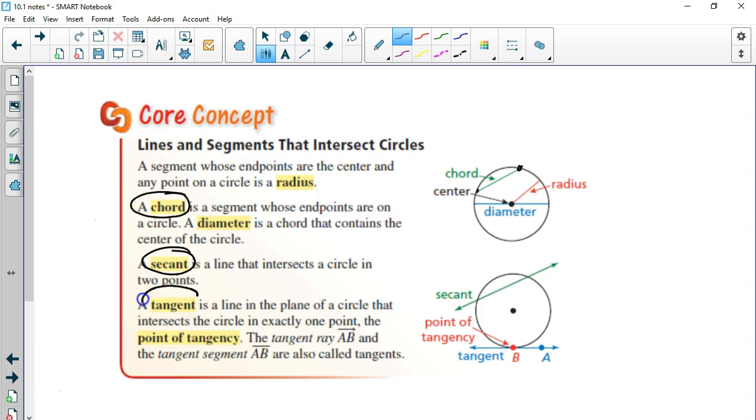Another new word is a tangent. Okay? And a tangent is a line in the plane of a circle that intersects exactly at one point. So it just comes by and touches at one point, and this is point B, which is called the point of tangency.